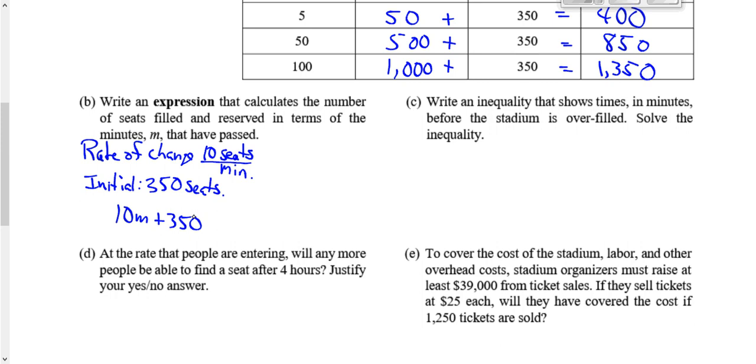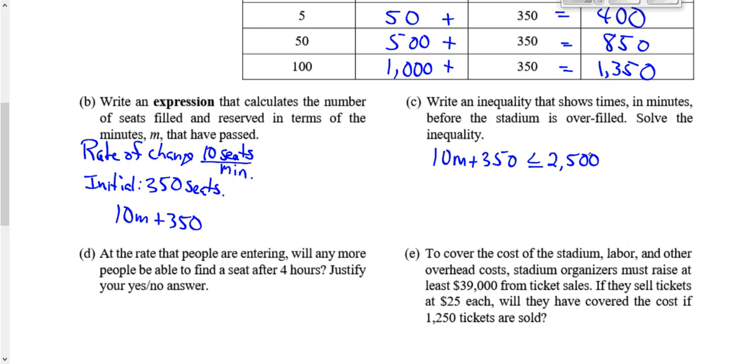So now we go over to part C, and now they want us to write the inequality. Okay, 10M plus 350 is less than or equal to 2,500. Why not greater than? Because it says at most. Right, there's only 2,500 seats in this, right? So 10M plus 350 is less than or equal to 2,500, okay?